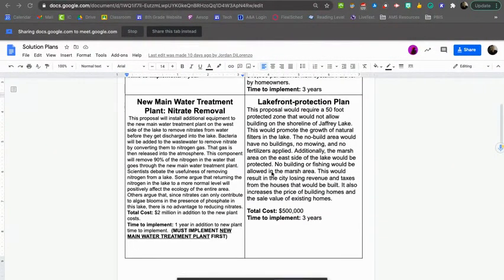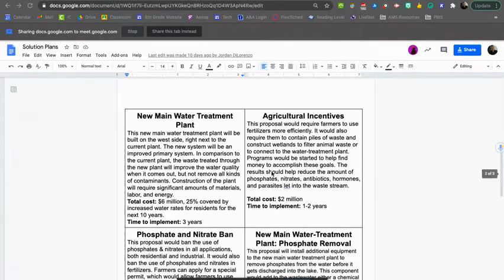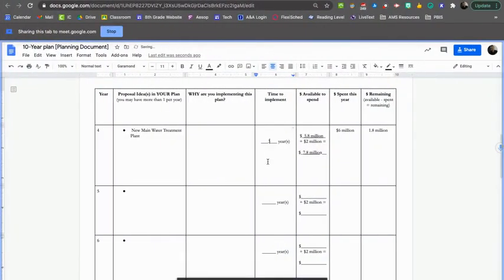If I go back to my solution plans document and I look for the new main water treatment plant, it takes 3 years to implement that. It takes a little bit of time, but I think it's going to be one of the best things for Jaffrey City. And so I just do my math. I spent 6 million on my new main water treatment plant, and then the available money, available minus the spent equals the remaining, is 1.8. So that money would then carry over into my next year.